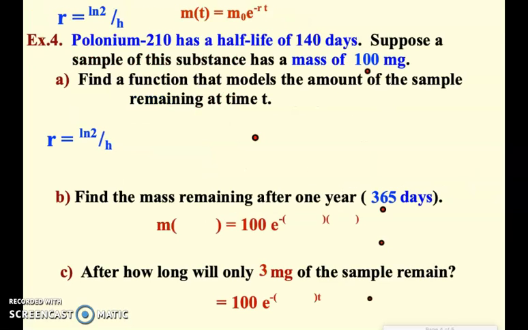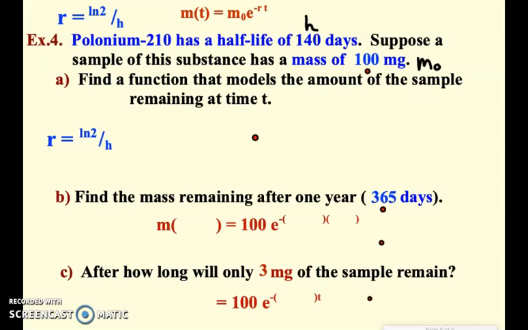So reading example 4, it says polonium-210 has a half-life of 140 days. Okay, so there's your H. You'll be labeling things as you go. Suppose a sample of this substance has a mass of 100 milligrams. So there's our initial mass, m sub 0. Find a function that models the amount of the sample remaining at time t.